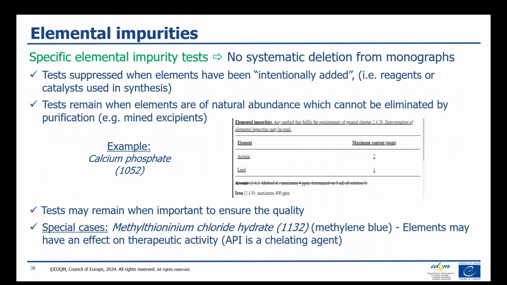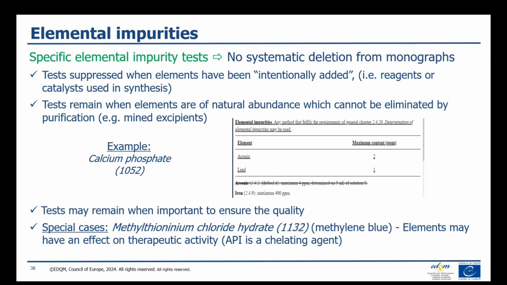Apart from this classical test, there are also sometimes specific elemental impurity tests. For this kind of test, it was decided not to systematically delete them from the monograph. It was proposed to suppress the test when the elements have been intentionally added to the substance, for example, if it's a reagent or a catalyst which is used during the synthesis. But we decided to keep such a test when the elements are of natural abundance and they cannot be eliminated, for example, by purification.